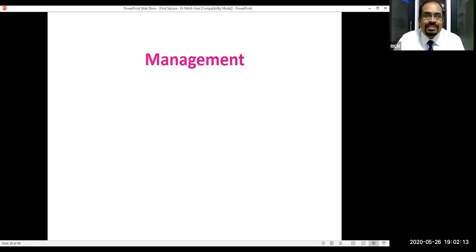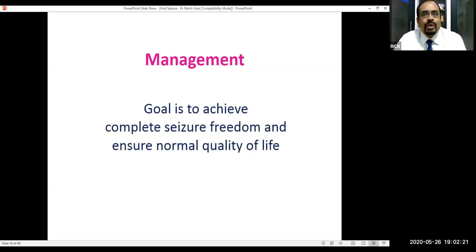Because now clinicians will say we are mainly interested in management. So now come to the management. What is our aim? Our goal is to achieve complete seizure freedom. Of course, seizure is one thing, but also what we want is to ensure a normal quality of life. Again, remember comorbidities. We want to make sure there are no comorbidities, or if they are there, we handle them and try to give normal education, normal quality of life, and normal participation in the community.